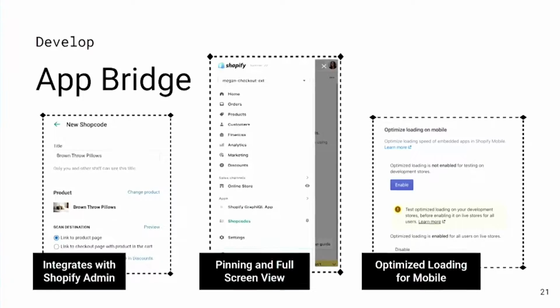Speaking about real estate, the second new feature that we're releasing with AppBridge is full screen mode. We've heard that merchants need more screen real estate to perform focused tasks. So we've made it possible for you now to take over the whole viewport and provide merchants with a better user experience that way.